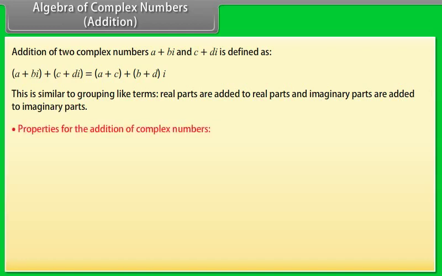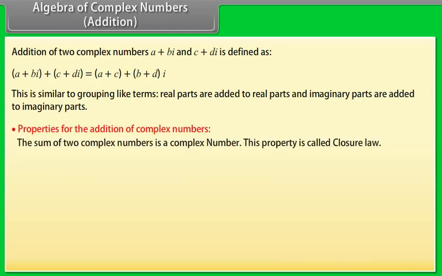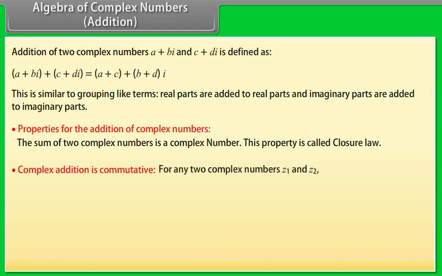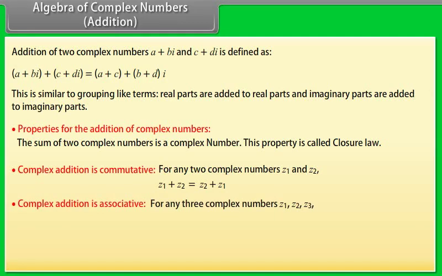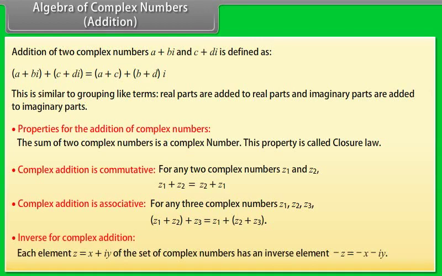Properties of the addition of complex numbers. The sum of two complex numbers is a complex number. This property is called closure law. Complex addition is commutative. For any two complex numbers, z1 and z2, z1 plus z2 is equal to z2 plus z1. Complex addition is associative. For any three complex numbers, z1, z2, z3, (z1 plus z2) plus z3 is equal to z1 plus (z2 plus z3). Inverse of complex addition. Each element z equal to x plus iota y of the set of complex numbers has an inverse element, minus z equal to minus x minus iota y.